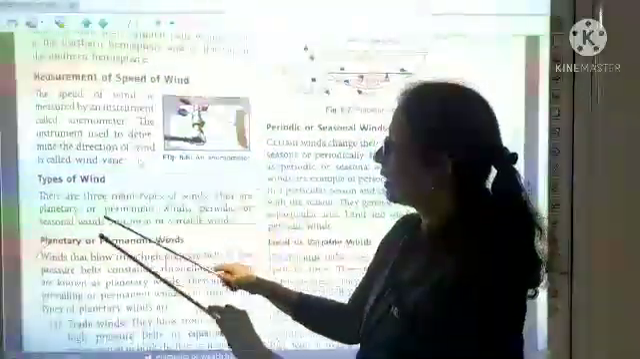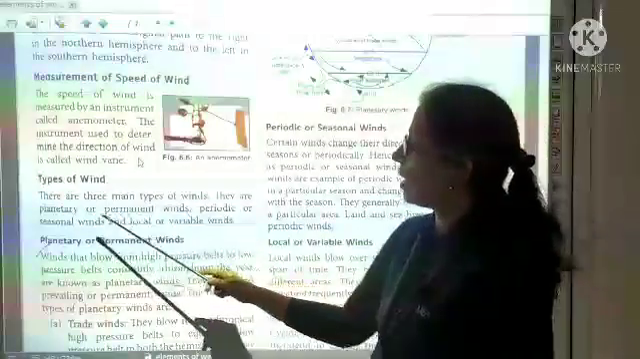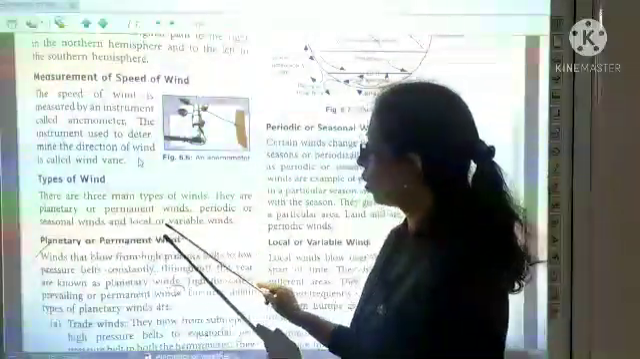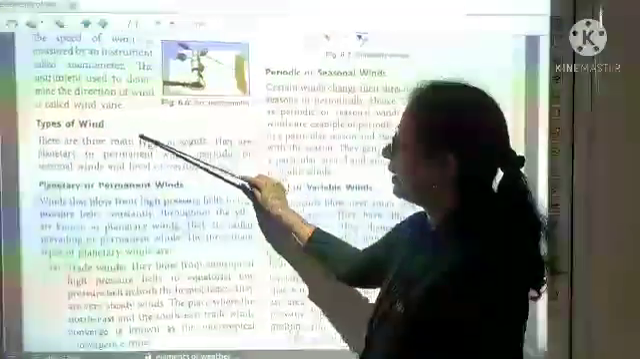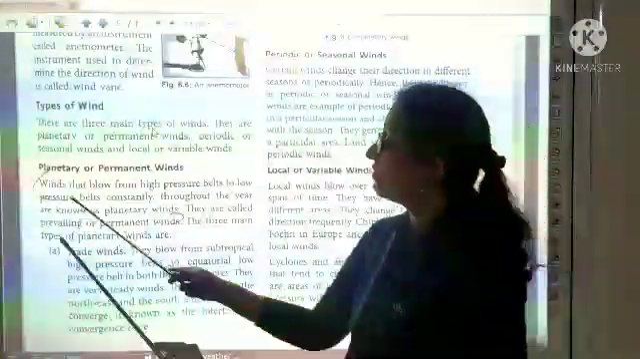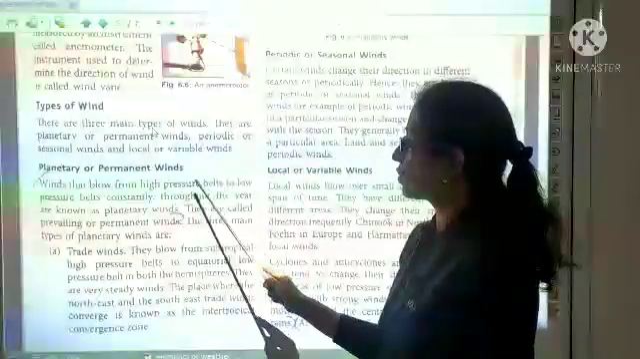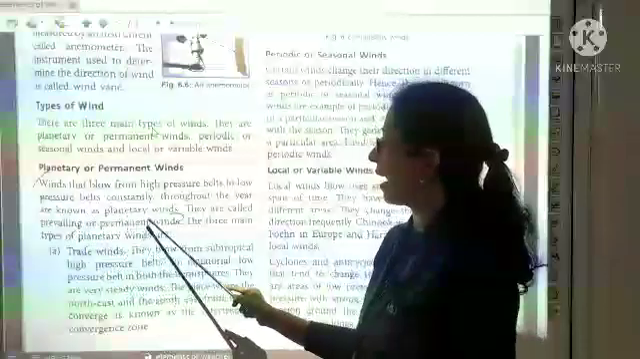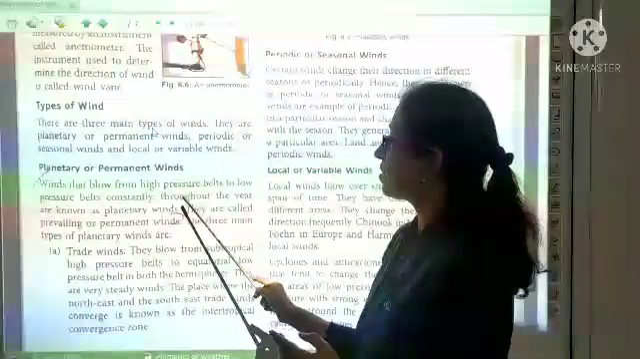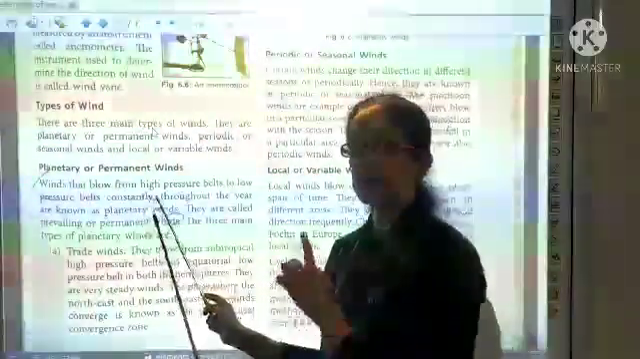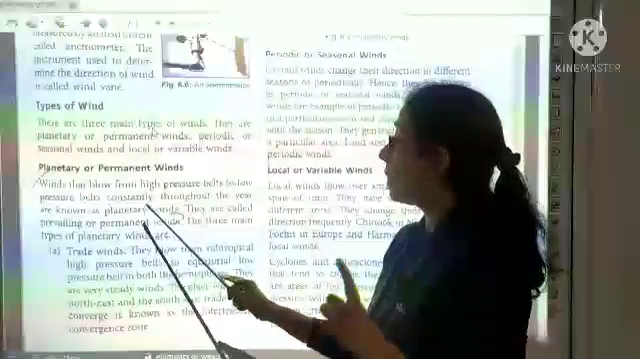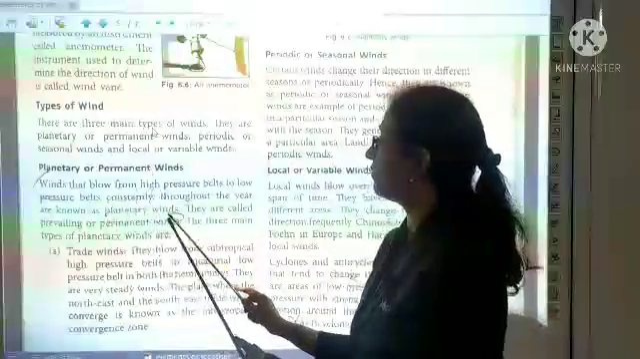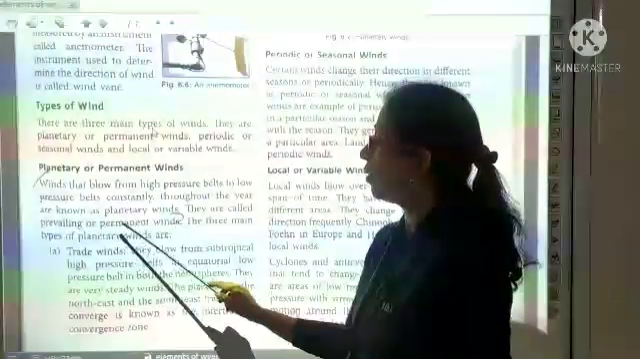Types of wind. There are three main types of winds. They are planetary or permanent winds, periodic or seasonal winds, and local or variable winds. Now, planetary or permanent winds are what? Winds that blow from high pressure belts to low pressure belts constantly throughout the year are known as planetary winds. ये जो wind है high pressure belts की तरफ से low pressure belts की तरफ flow होती हैं और हमेशा throughout the year flow होती है, इसलिए उनको planetary winds बोलते हैं. They are called prevailing or permanent winds.